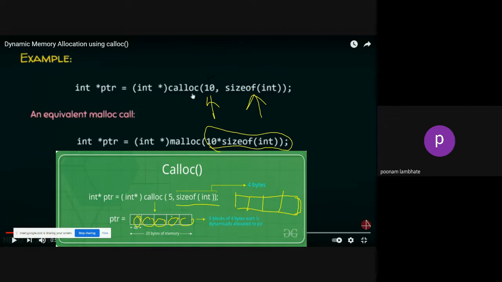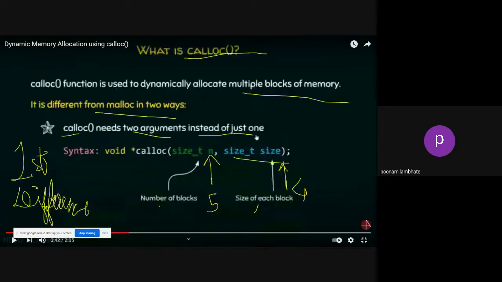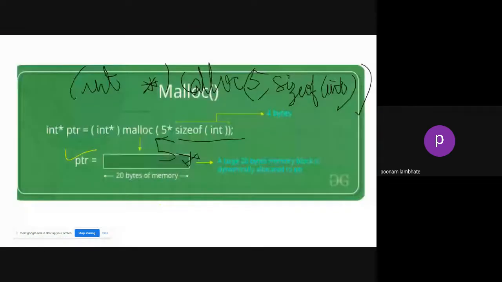Sorry, 5 times you can store 4 bytes, or 5 times you can store an integer. Okay. 5 blocks of memory, each of 4 bytes. Each block is of 4 bytes. Those 5 blocks you will be able to allocate or reserve. But in malloc, what happened? It was a continuous block, okay? And you were referring to it by ptr[0] or ptr[1] and so on, okay?